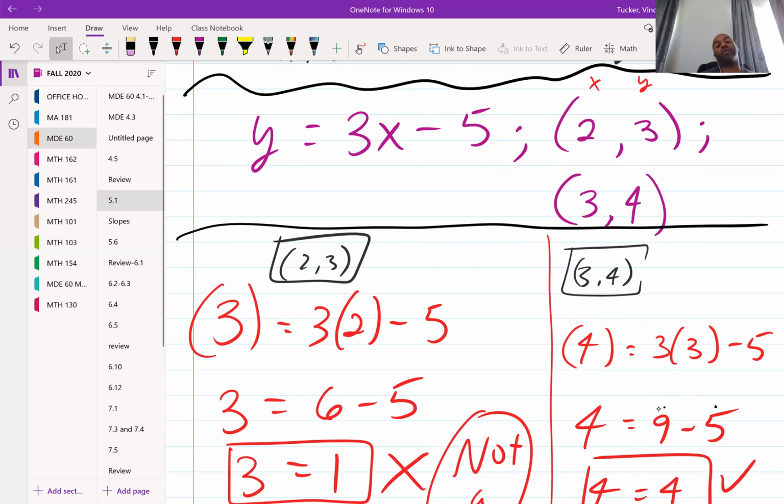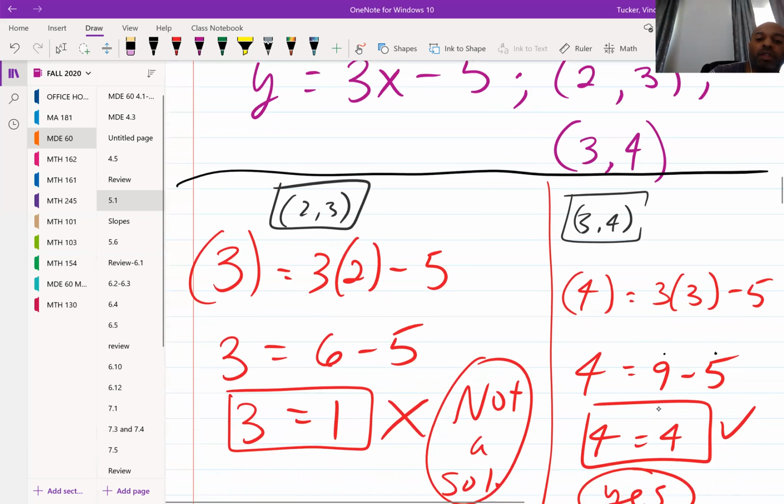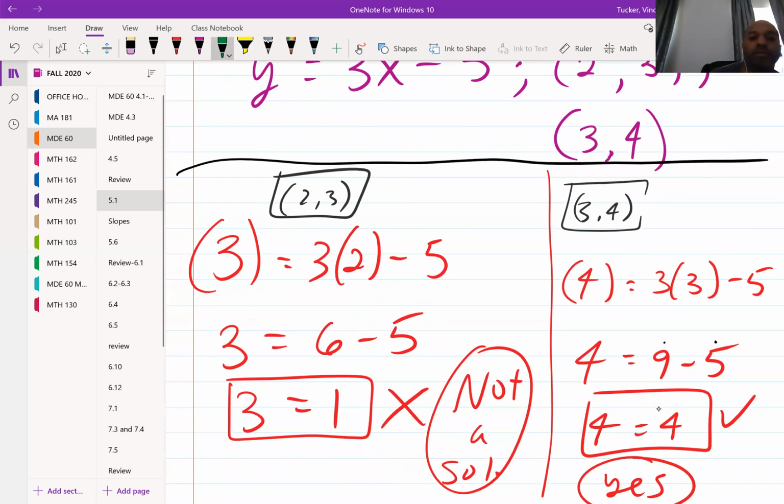So don't forget the first component of your ordered pair is always x. The second component of your ordered pair is always y. So for the first one, I plug in a 2 right here for x, 3 for y. And when we simplify it, 3 times 2 is 6. 6 minus 5 is 1. So they end up being 3 equal to 1. It's not true, so they ended up not being a solution for us.